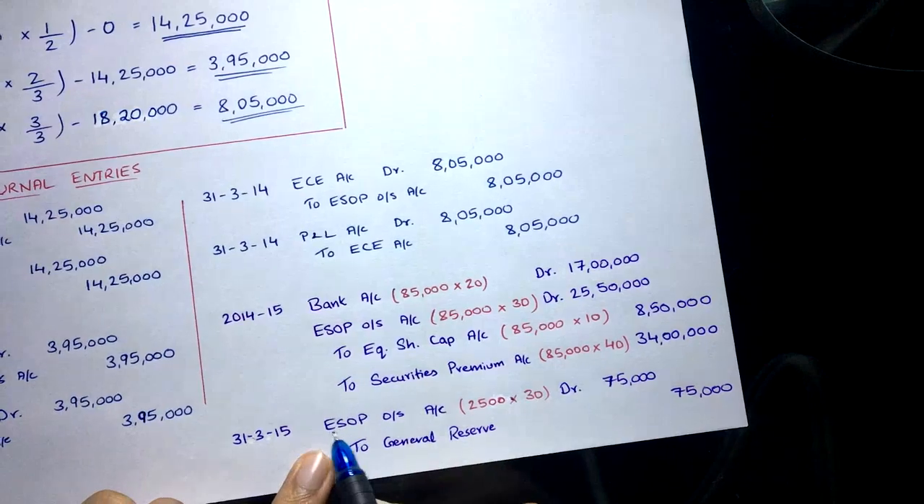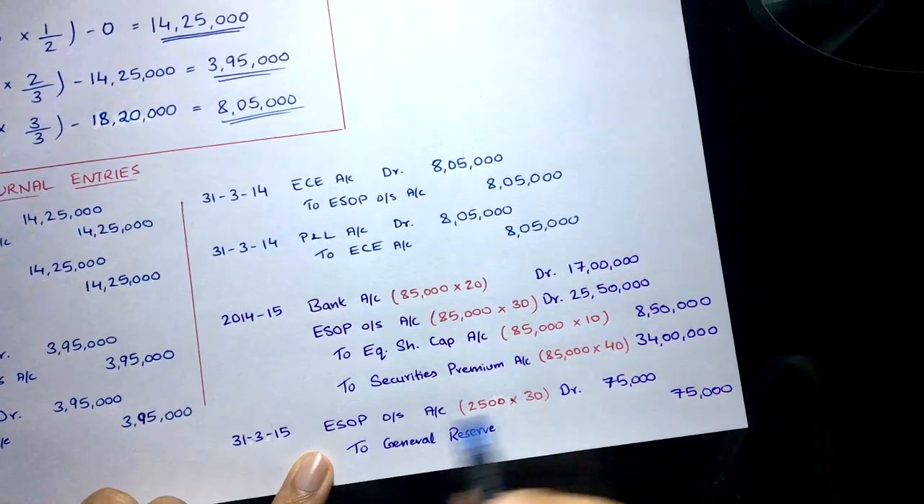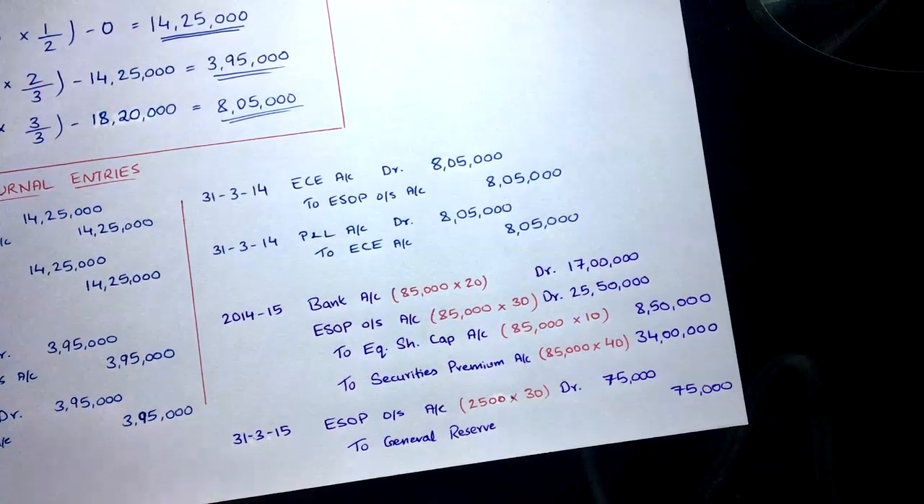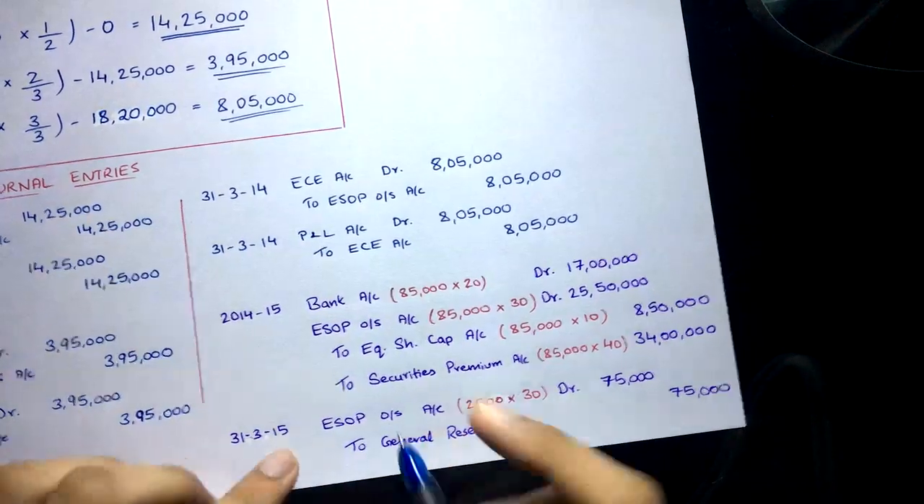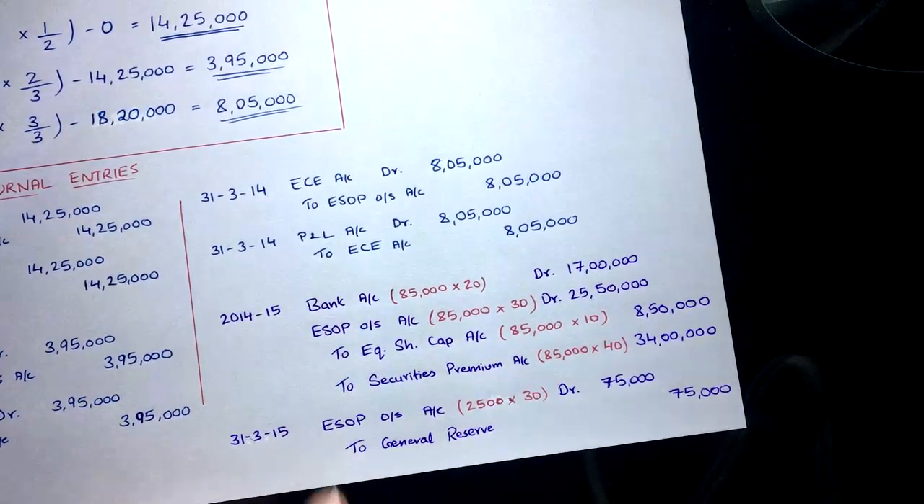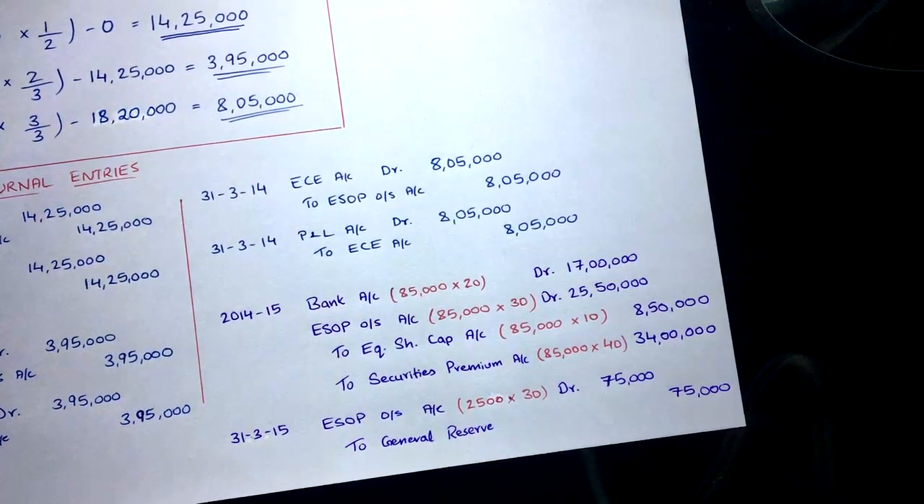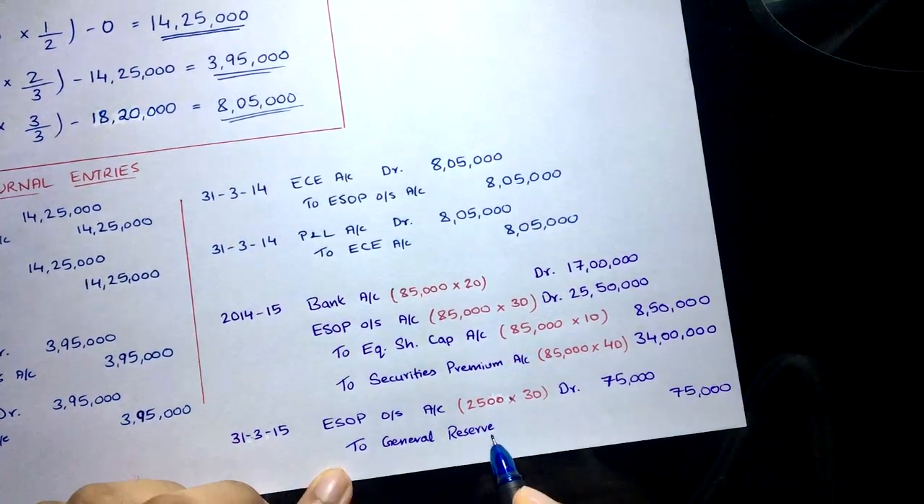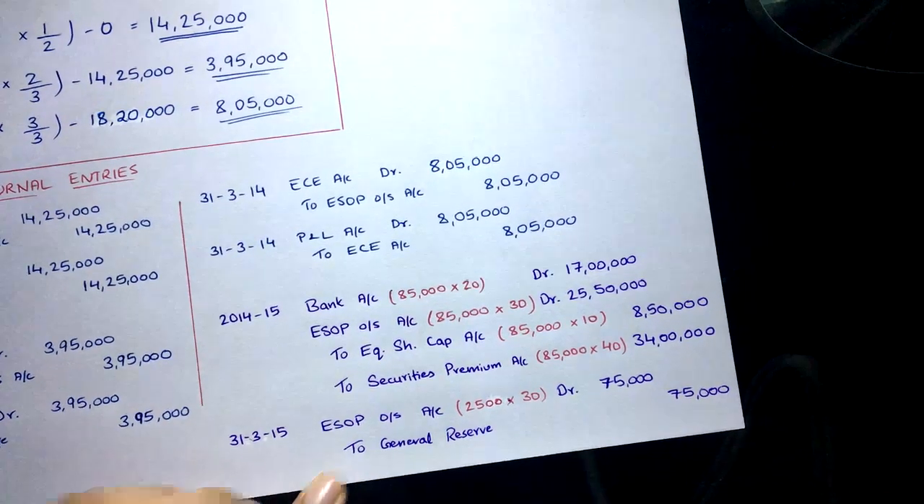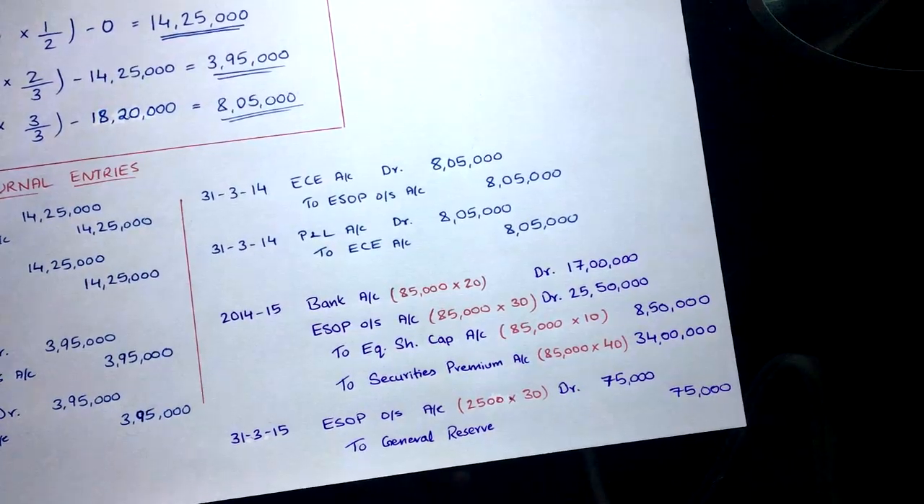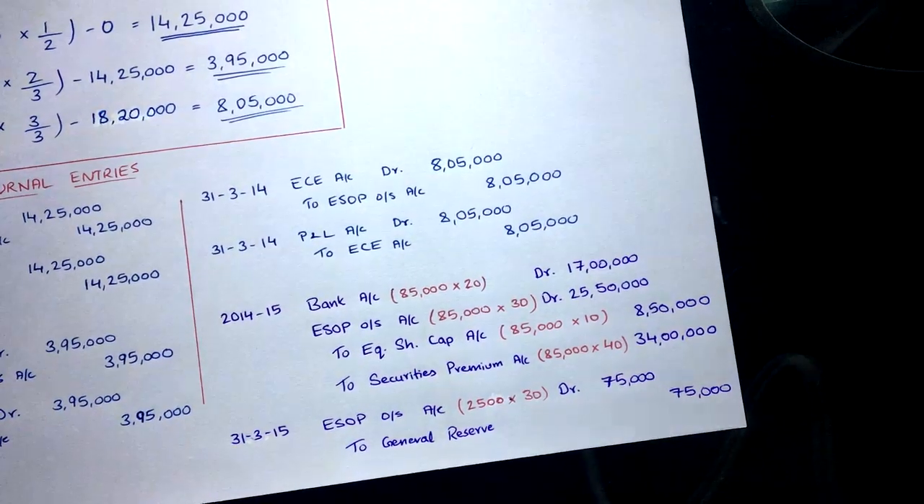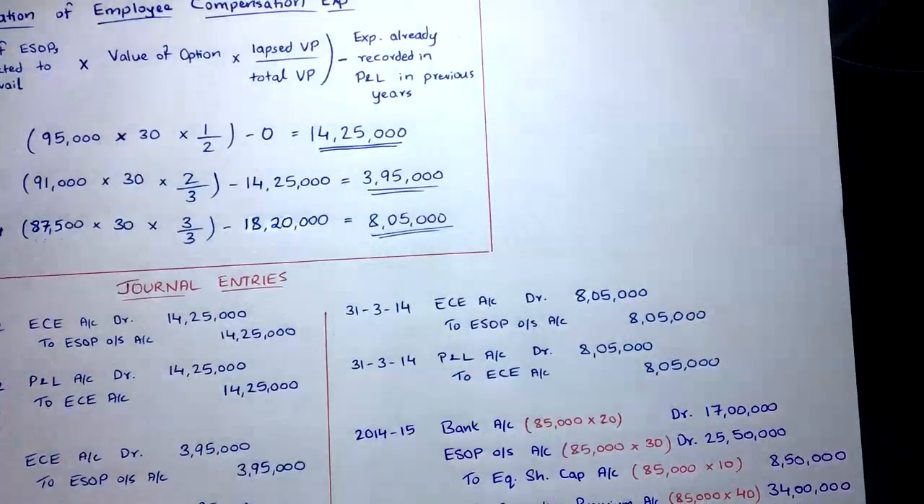You cancel the ESOP outstanding account by debiting it, since it is a liability, and liabilities always have a credit balance. To cancel them you debit them, and general reserve has a credit balance, so to increase it you credit it. 75,000, 75,000. Simple as that. Easy, right? So simple. Just understand the calculation properly.